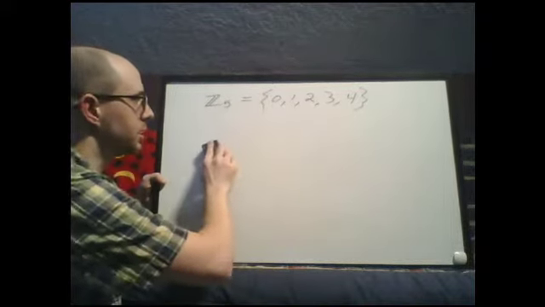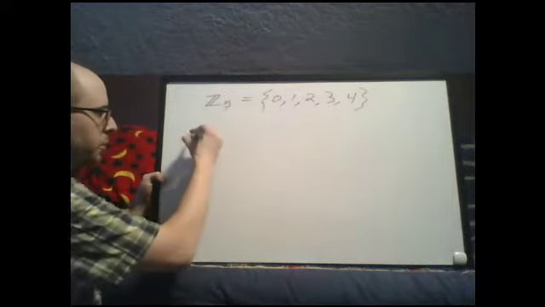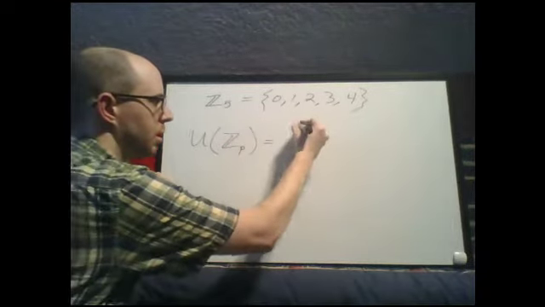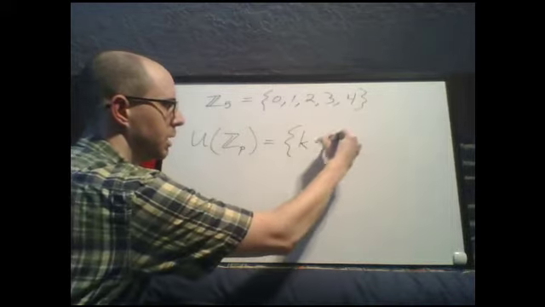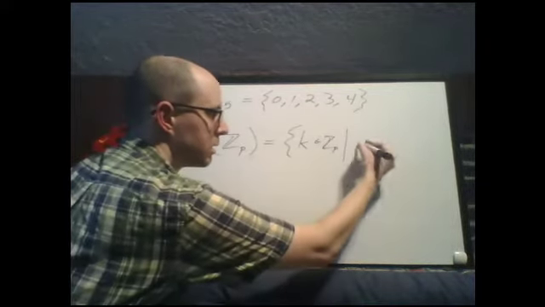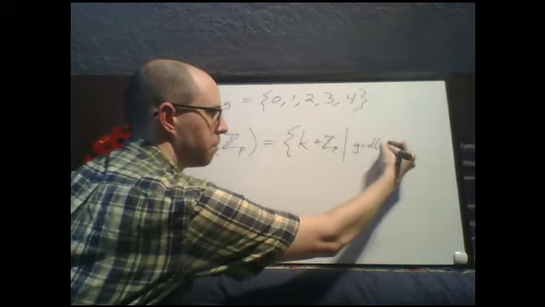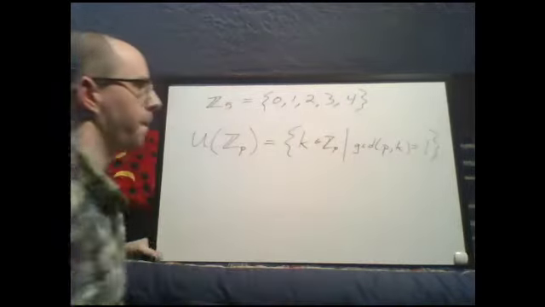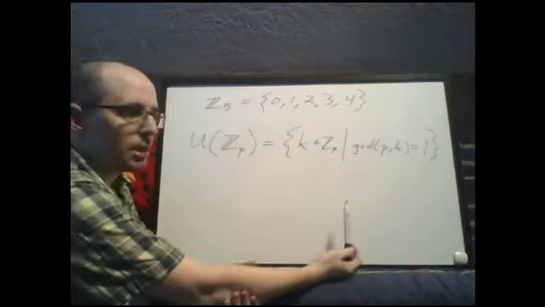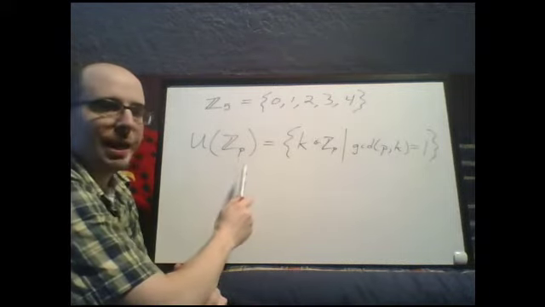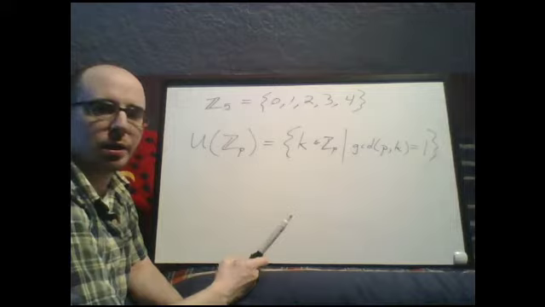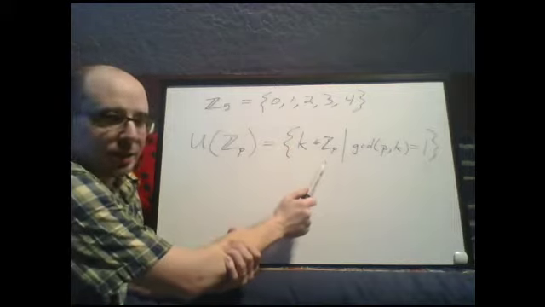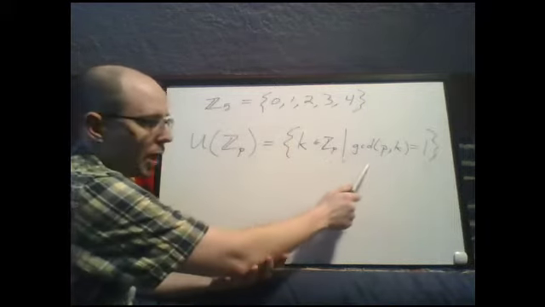And the reason for this is, so remember that I think we said this before. If you look at U of Zp, this was the set of all K's in Zp such that the greatest common divisor of P and K is 1. And so the point is, since P is prime, it has no proper factors other than 1. So anything less than P, any number in this set less than P, can't have any common factors with P other than 1. So the greatest common factor would be 1.